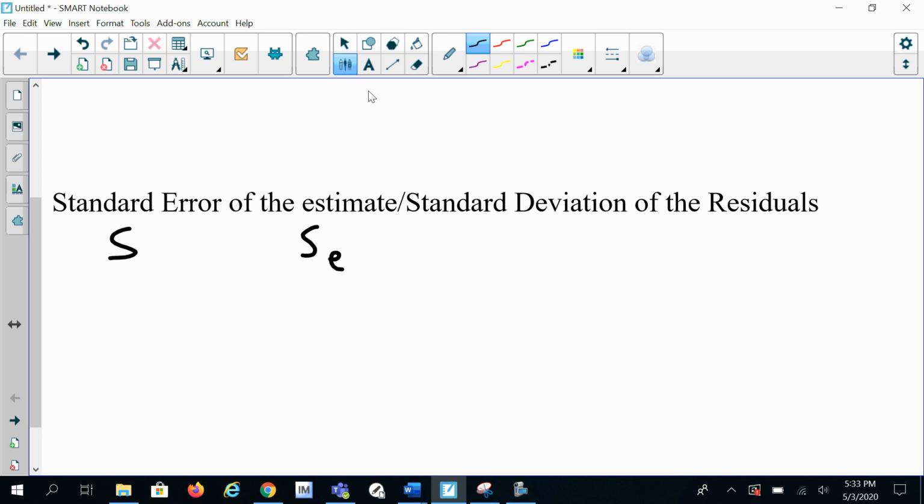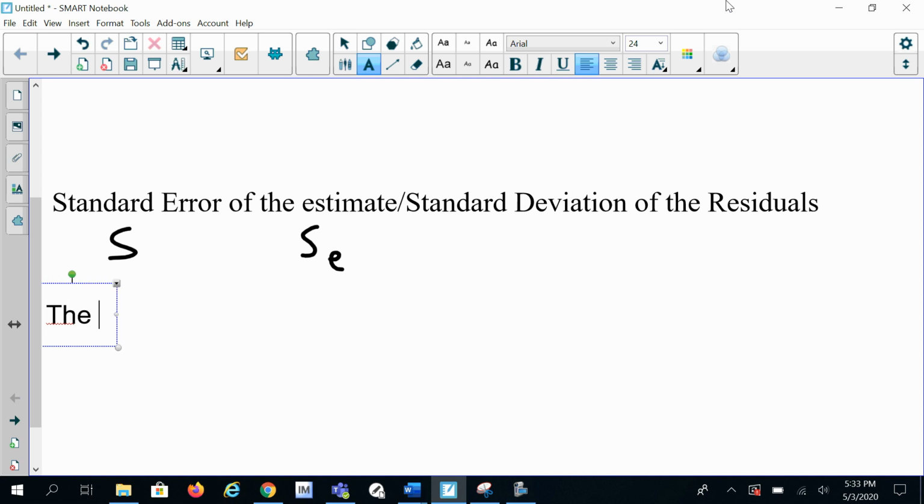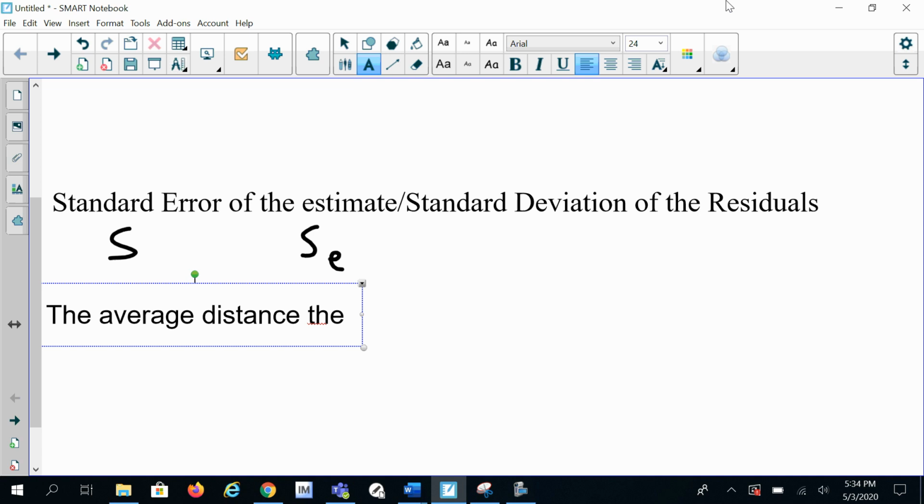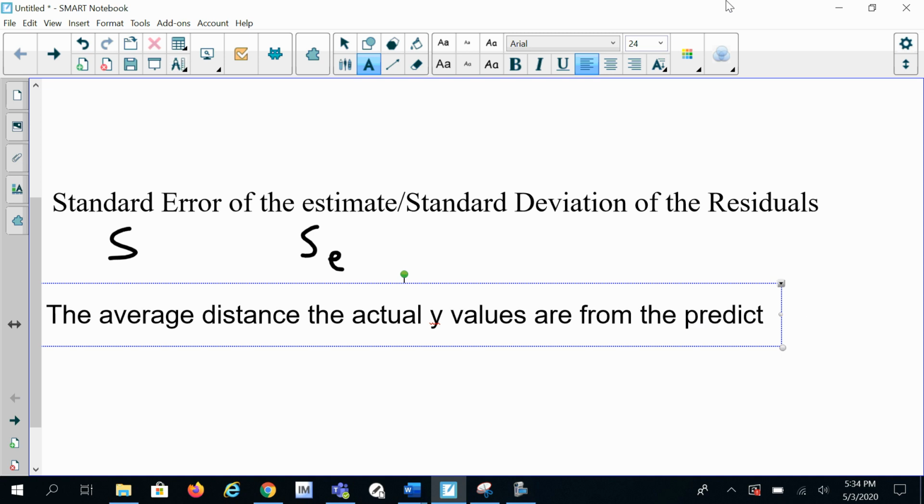Now, the good thing is you do not ever need to calculate this by hand. It's too tedious and annoying to do, so you'll never have to do that. It'll always be given to you. Your job is to find it and to interpret it. So the interpretation for standard deviation of the residuals is the average distance the actual y values are from the predicted y values.